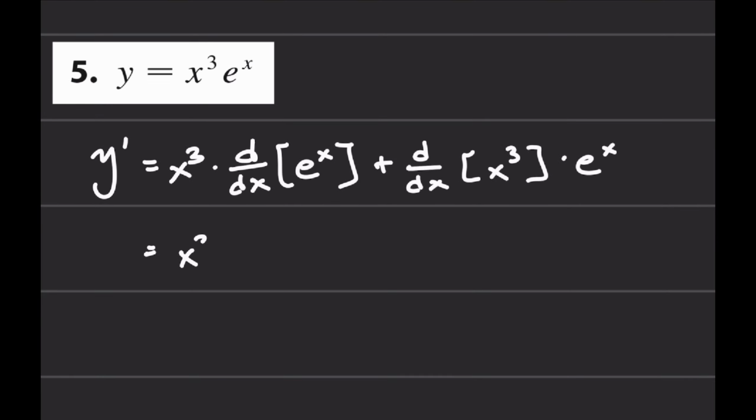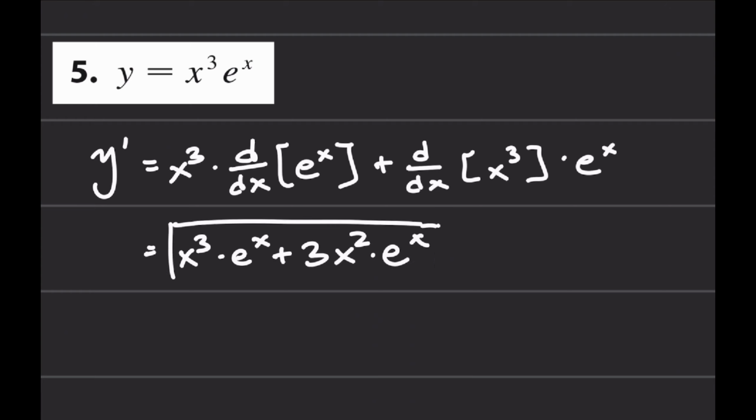Now, of course, remember from the last video, the derivative of e to the x is just e to the x. And then, remember from the power rule that the derivative of x cubed is just 3x squared. So we have 3x squared times e to the x, and this is our final answer. So a very simple process there.